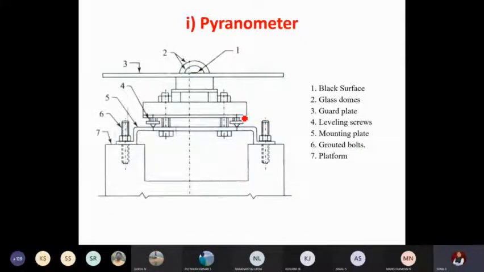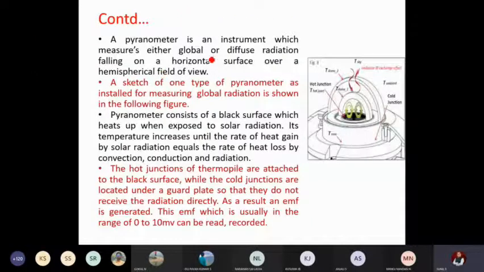Sometimes they'll ask you to explain the principle of operation, then you have to draw the sketch and directly go ahead with the principle. Sometimes they'll ask you to explain the construction and working of pyranometer, then you have to explain the construction. These are the 7 important parts, followed by the working.